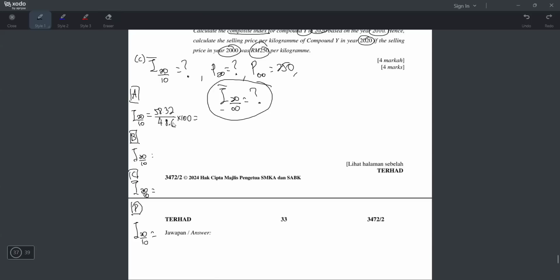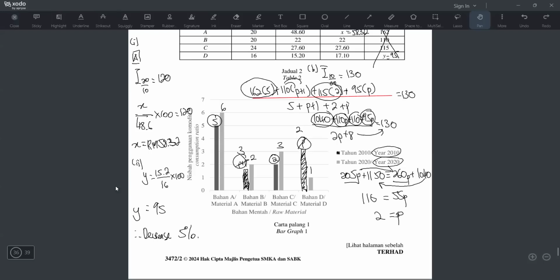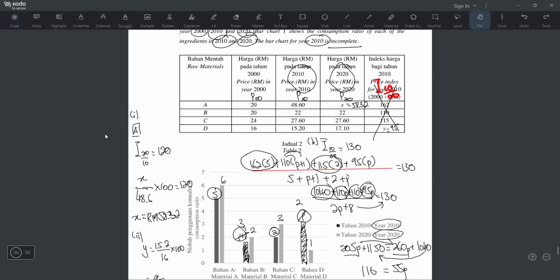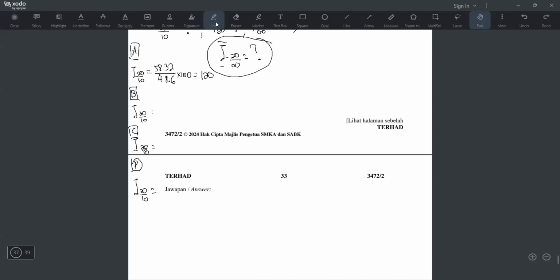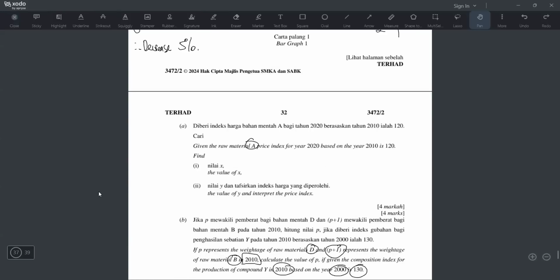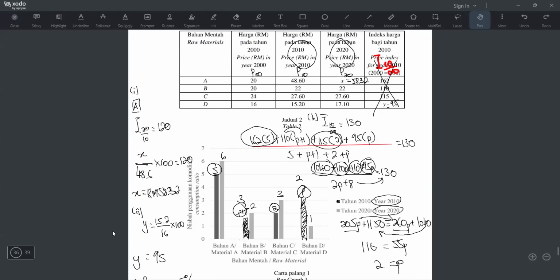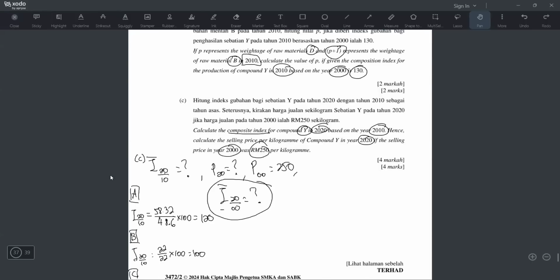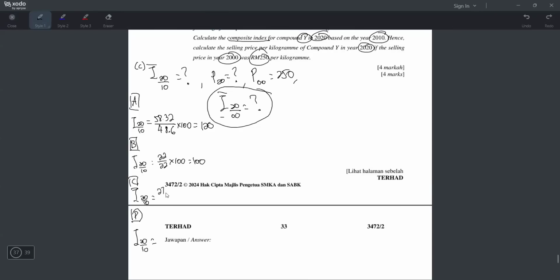120. Okay, 120. Okay, the next one, it will be 22 divide 22 times 100, which is 100 lah. Okay, then the next one, 27.6 divide 27.6 times 100, which is 100 also lah. Because 27.6 cut jadi 1 mah. So you get 100 also. Okay. And then the last one is what?